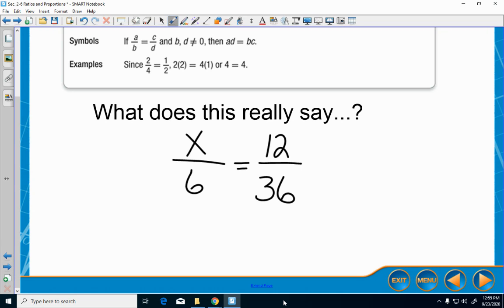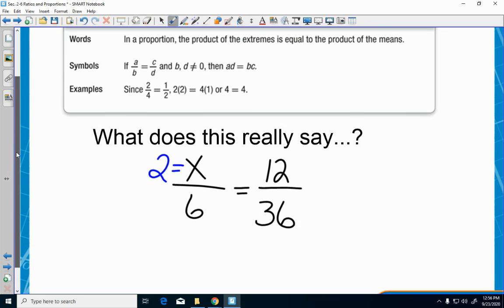How many of you could solve that? By doing what? Ian, what would you do? Cross multiply and divide, right? So take a second, use your calculator. Tell me what you get. Annalise, what do you get? 2? Agree? Yes? Okay. So that means this value is a 2.